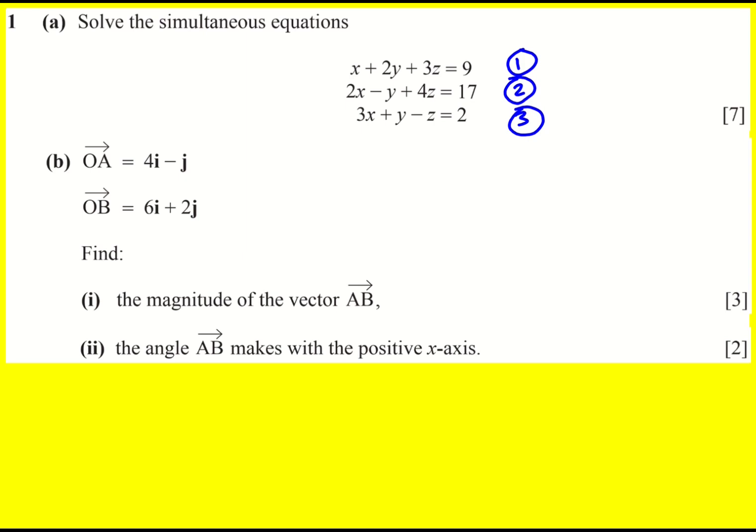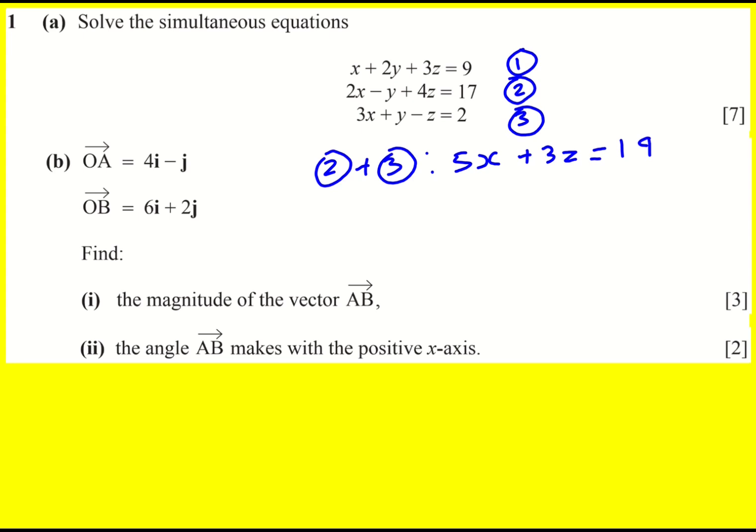So I'll go with 2 and 3 first of all, and I can add them together. This just seems like a good shout because the y's will immediately cancel. That's the one that I'm going to eliminate. So I'll be left with 5x plus 3z equals 19. And I'll just park that there for the moment.